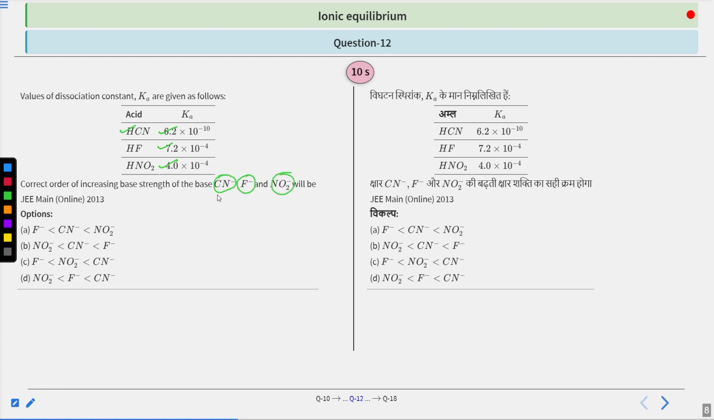So what will be the correct option? Your options are A, F minus is less than CN minus is less than NO2 minus. Option B, NO2 minus is less than CN minus is less than F minus. Then option C, F minus is less than NO2 minus and NO2 minus is less than CN minus. Option D, NO2 minus is less than F minus and F minus is less than CN minus. So the time to solve this question starts now.